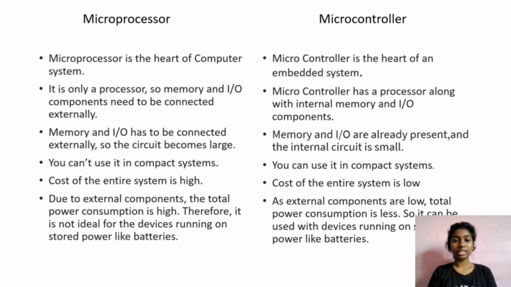We can't use a microprocessor in a compact system. A microcontroller can be used in a compact system. The cost of a microprocessor is very high. The cost of a microcontroller is very low. Due to external components, the total power consumption is high in a microprocessor. Therefore, it is not ideal for devices running on stored power like batteries. As external components are fewer in a microcontroller, total power consumption is less, so it can be used with devices running on power like batteries.